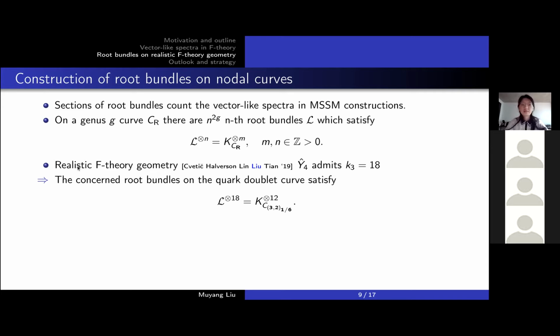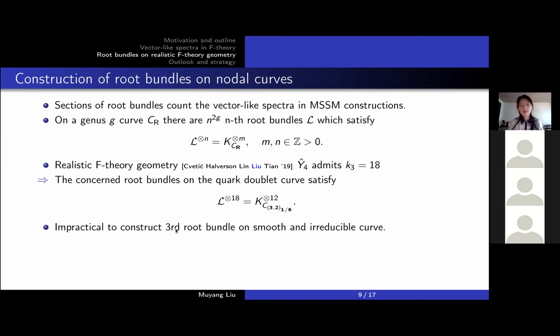And if we pick specific F-theory constructions in the realistic model, and the Y4 admits the K3 parameter as 18, and if we consider one particular line bundle over one particular matter curve, the quark-doublet curve, the root bundle satisfies the following condition, such that L to the 18th power is equivalent to K_C to the 12th power, where K_C is the anti-canonical divisor of the curve, which can be derived from the adjunction formula and then using the anti-canonical divisor of the base.